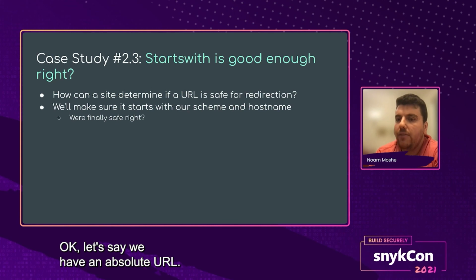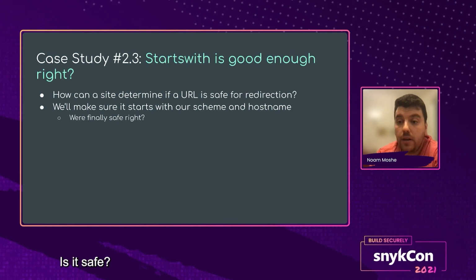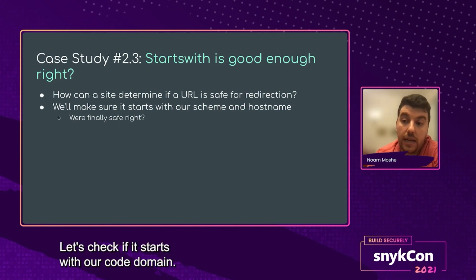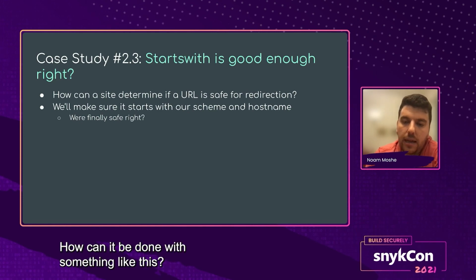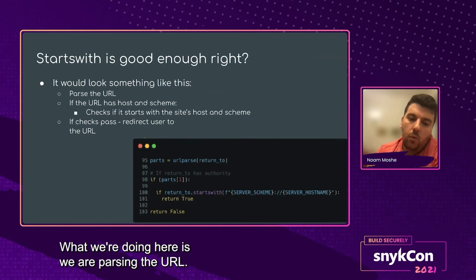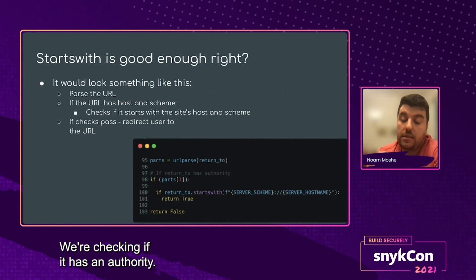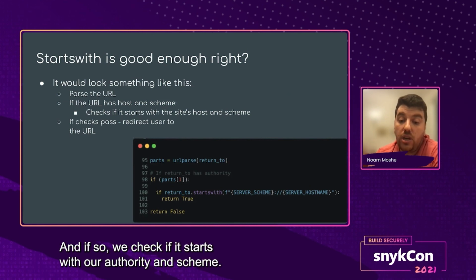Okay, let's say we have an absolute URL. Is it safe? That's easy. Let's check if it starts with our current domain. How can it be done? With something like this. What we're doing here is we're parsing the URL, we're checking if it has an authority, and if so, we check if it starts with our authority and scheme.